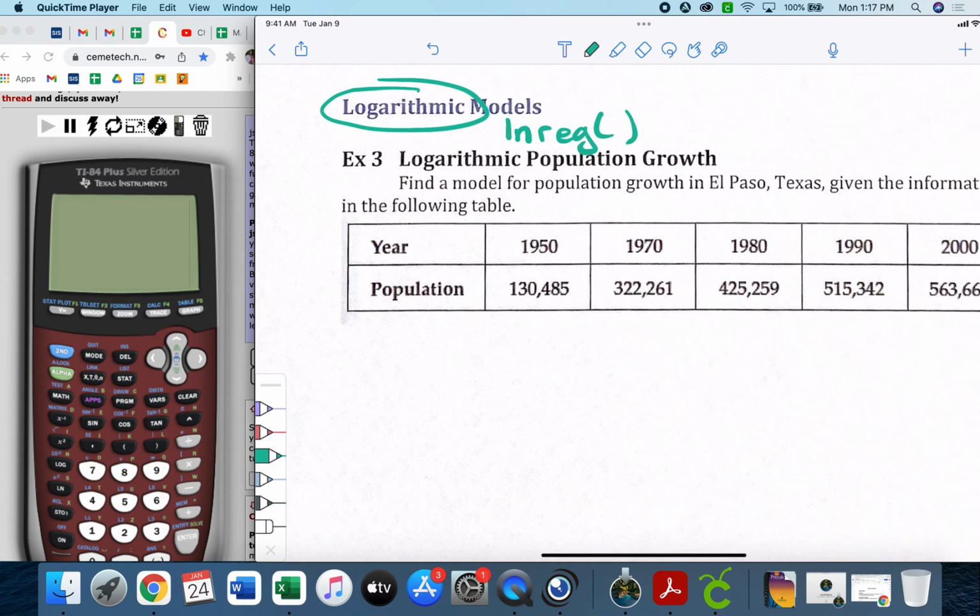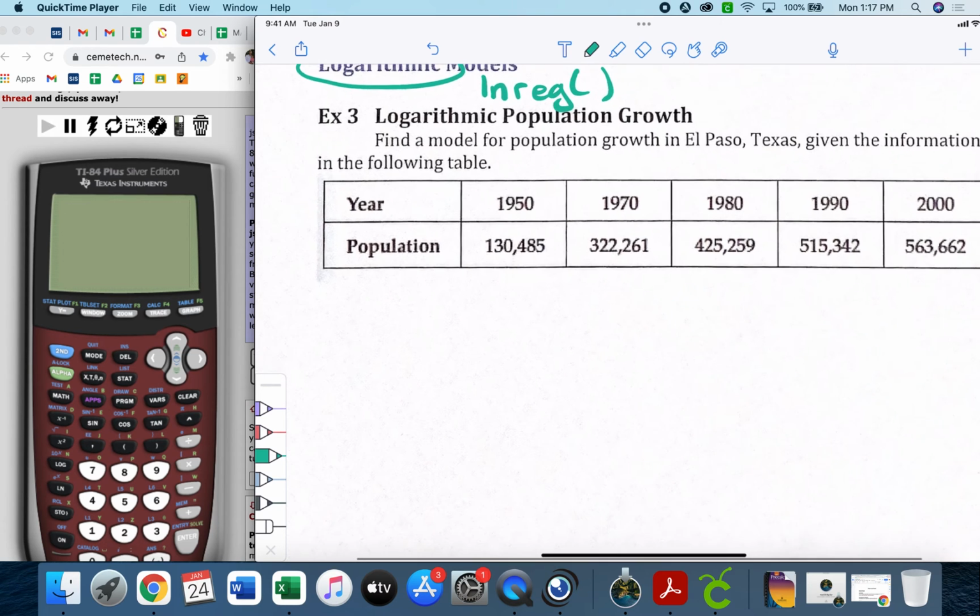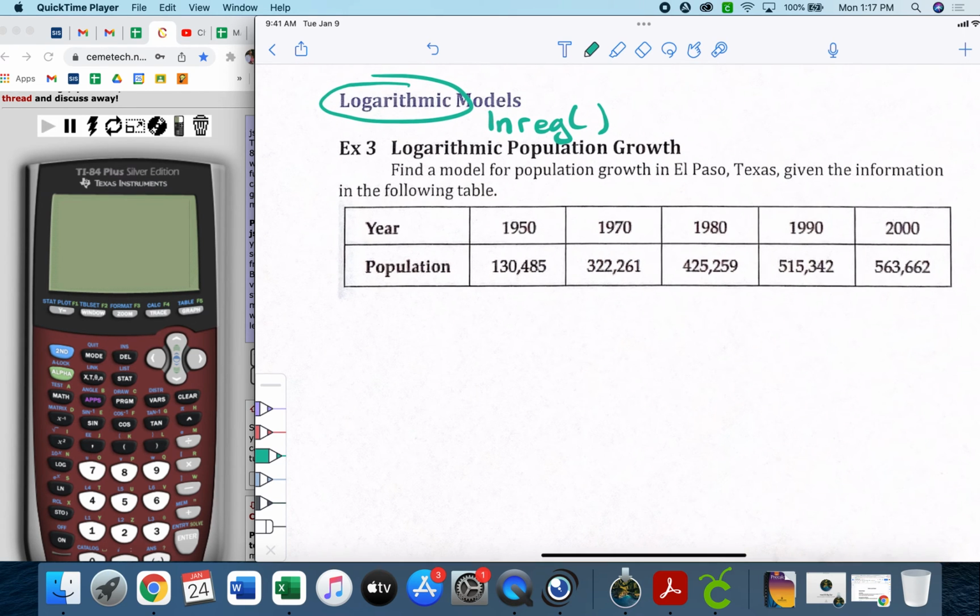Why would they call it LN? I don't know. Why wouldn't they call it something else? I don't know. Wait, I found it. Find a model. Yes, find a model.